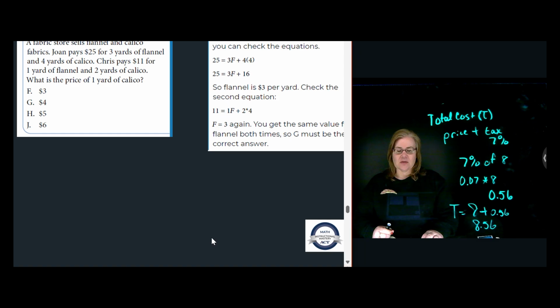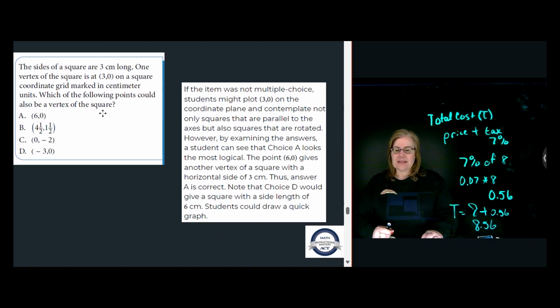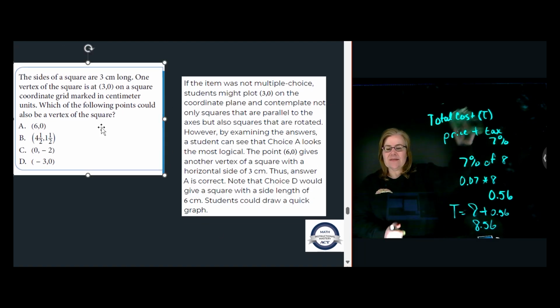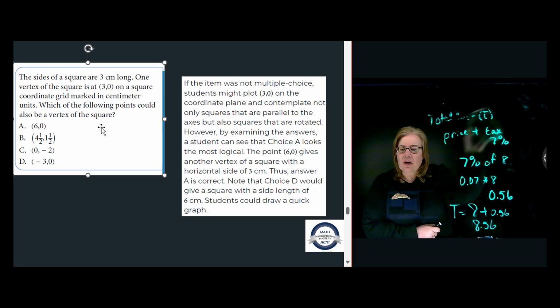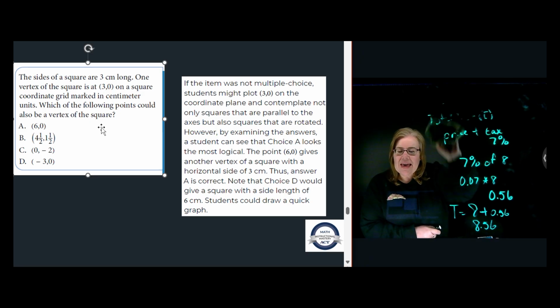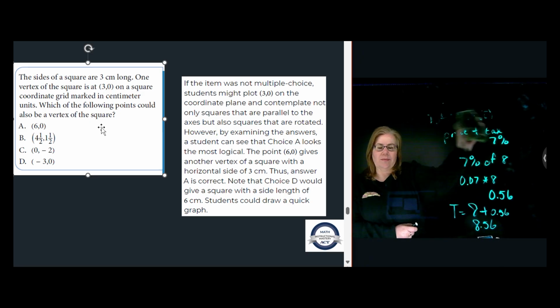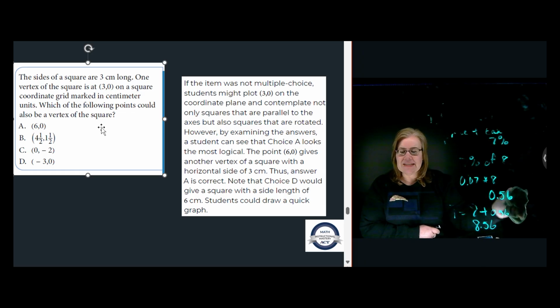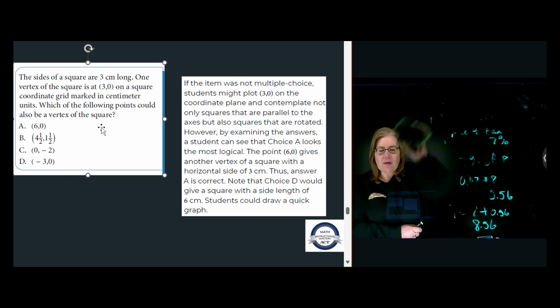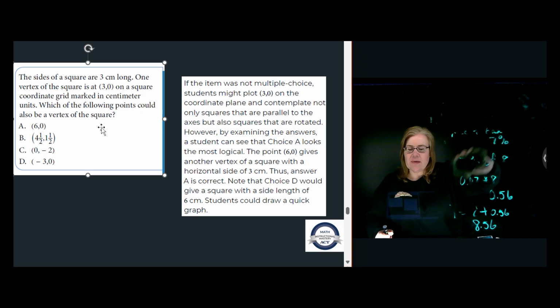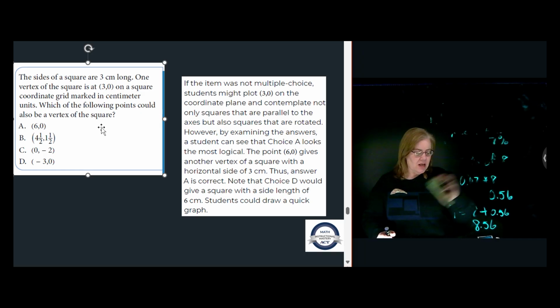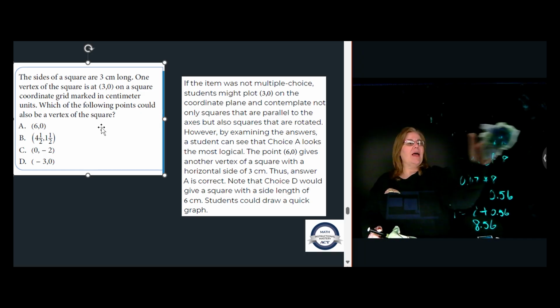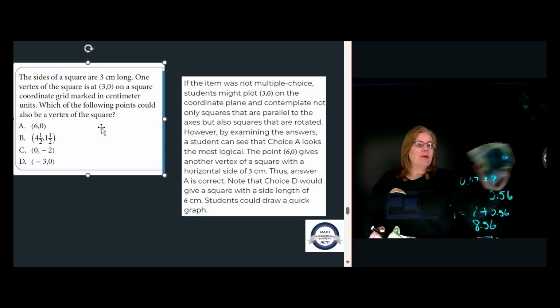All right, so let's look at the next one. All right, so here it is. The size of the square is 3 centimeters long. Our vertex of the square is (3, 0). On a square coordinate grid marked in centimeter units, which of the following points could also be the vertex of the square? So let me go ahead and get my board erased, and then we can look at that.